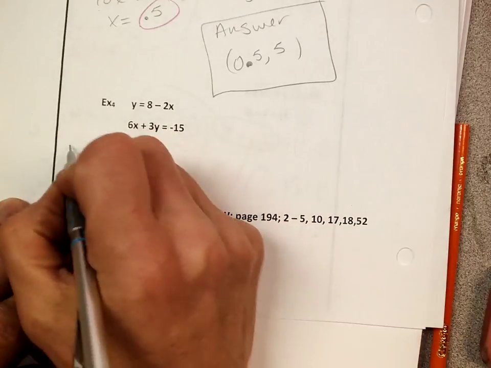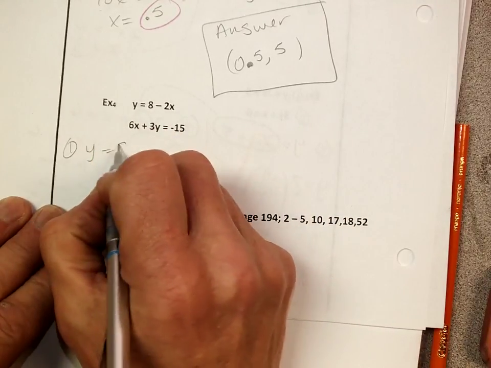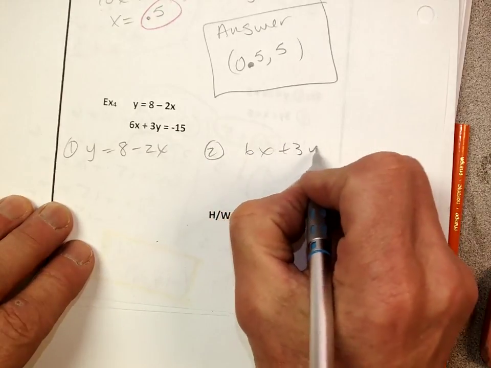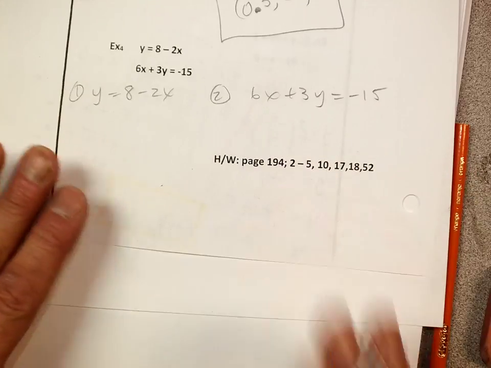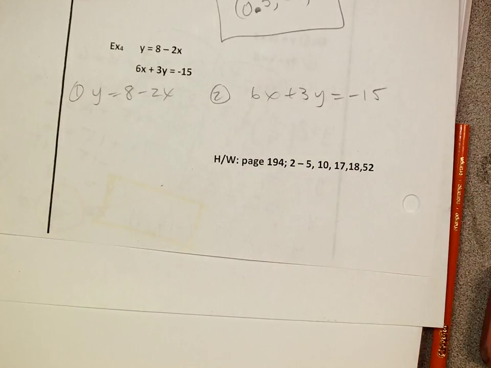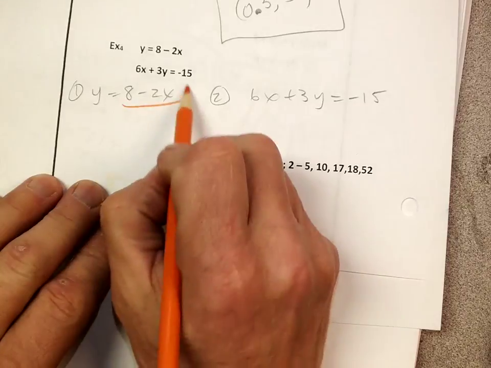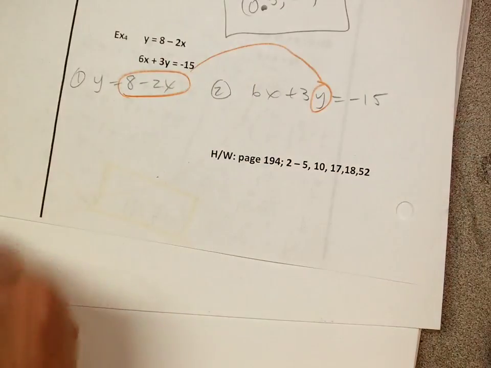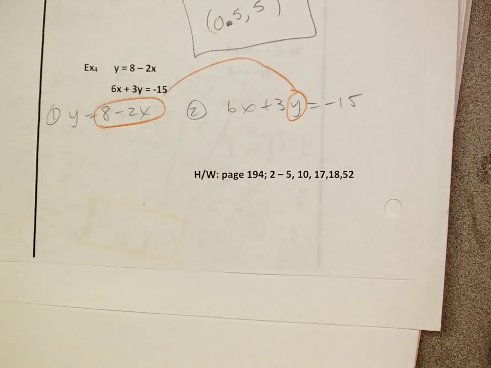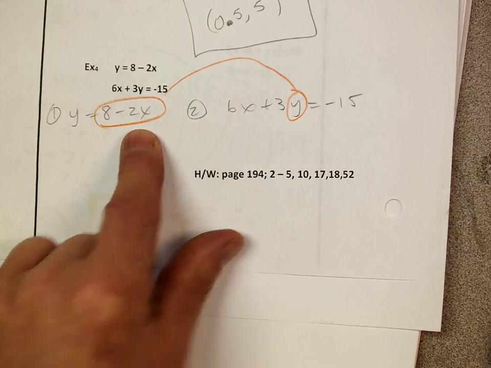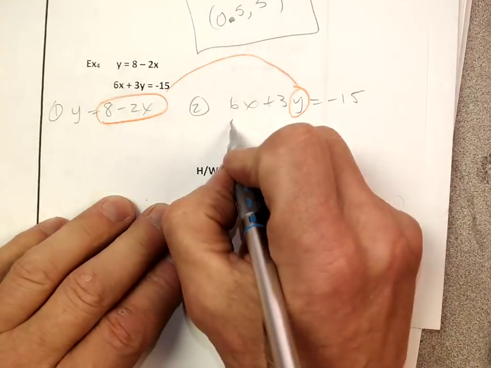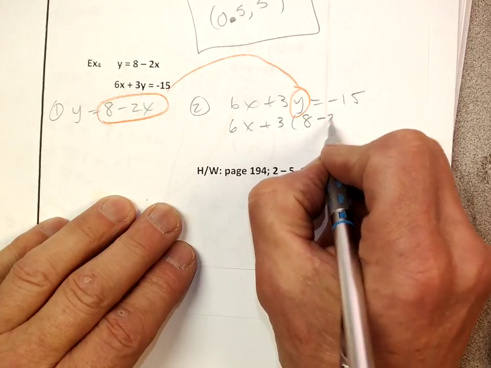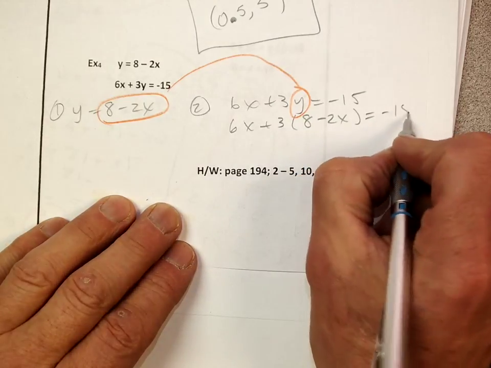Number 1: 6x plus 3y equals negative 15. Okay, so number 1 is not too bad because y is already solved for, right? So let's take the 8 minus 2x and put it right there. You heard that? Number 1 is already solved for, so I can make my substitution. So let me rewrite this as 6x plus 3 times (8 minus 2x) equals negative 15.